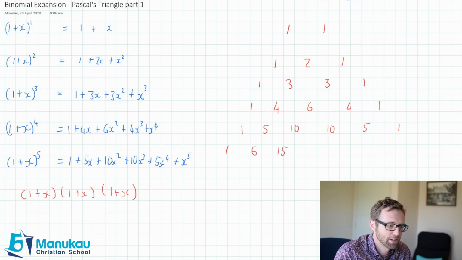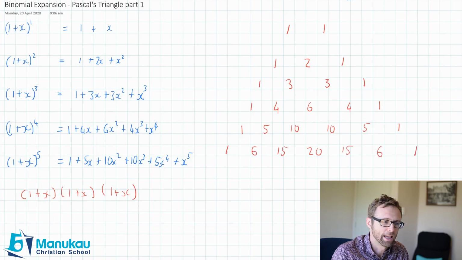1, 6, 15. So 1 plus 5 is 6. 5 plus 10 is 15. 10 plus 10 is 20. 10 plus 5 is 15. 5 plus 1 is 6. And then have a 1 on the end. Okay, so this is in fact what you do see when you are expanding brackets like this.